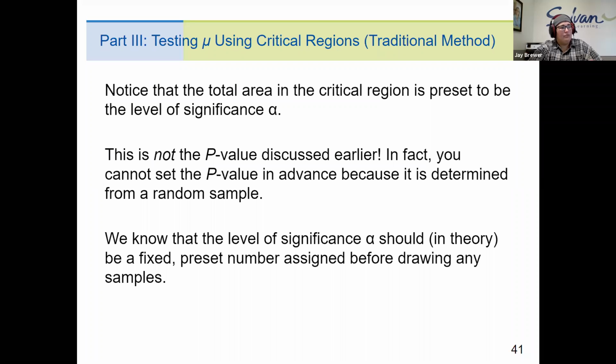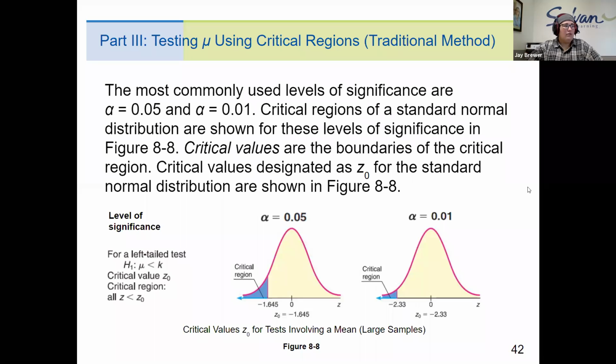We know that the level of significance alpha should, in theory, be a fixed, preset number assigned before drawing any samples. Okay, again, we talked about this before. Alpha of 0.05 and alpha of 0.01 are your most common. You yourself could pick other ones, but that's very rare. For conventional reasons, you almost always use 0.05 and 0.01.